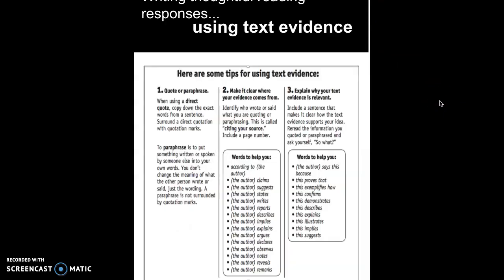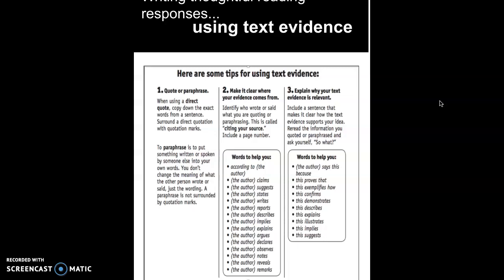Okay, the next thing we're going to look at is writing thoughtful reading responses, again using text evidence. Further examples. Here are some tips for using text evidence. 1, you need to quote or paraphrase. When using a direct quote, copy down the exact words from a sentence, surround a direct quotation with quotation marks. To paraphrase is to put something written or spoken by someone else into your own words. You don't change the meaning of what the other person wrote or said, just the wording. A paraphrase is not surrounded by quotation marks.